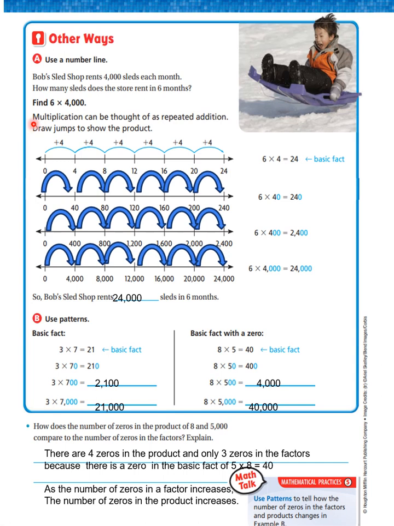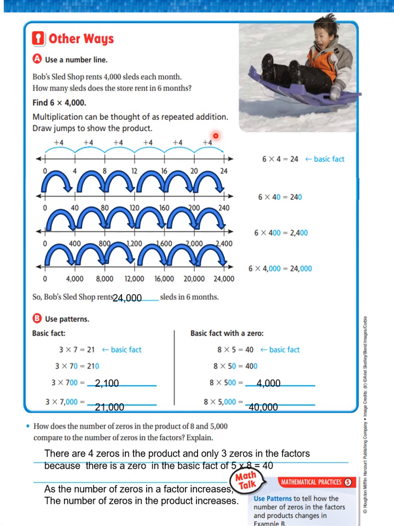Well, let's first look at the basic fact. It says 6 times 4,000. The basic fact would be 6 times 4. That's your basic fact. And the number line shows 4, 8, 12, 16, 20, 24. And all they're doing is skipping and adding by 4. Okay? 6 times 4 is 24.